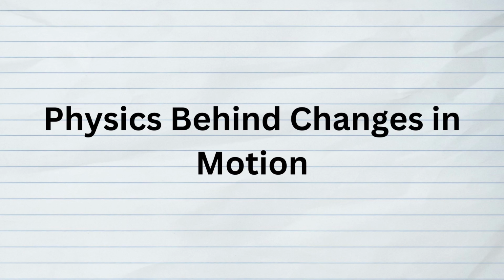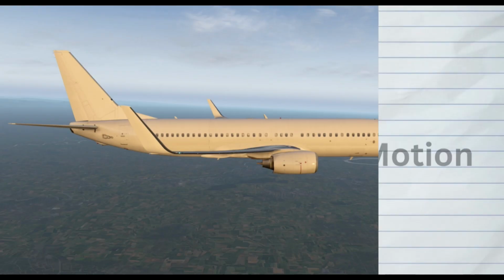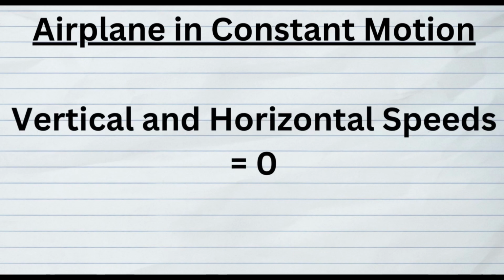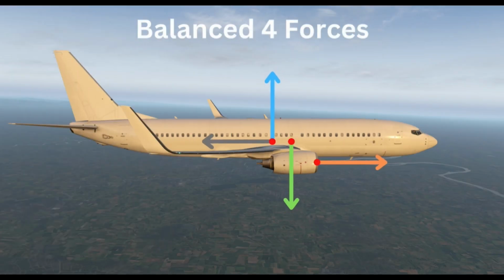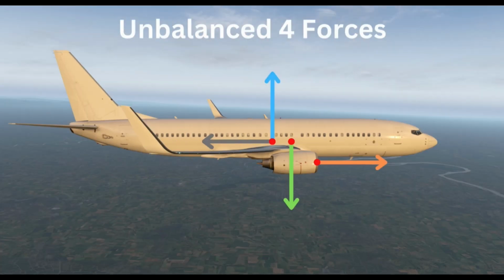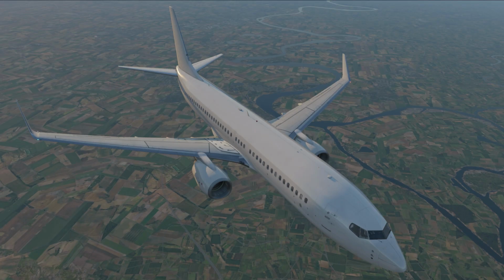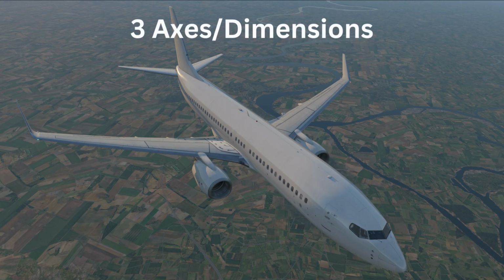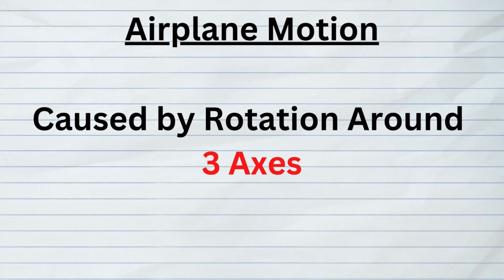We can now look into the characteristics of an aircraft's motion, as well as the physics behind various changes in such movements. Ideally, an airplane is in constant motion if both the vertical and horizontal accelerations are equal to 0, which means the four forces are balanced and cancelling each other out. An imbalance in such forces is what leads to changes in altitude, speed, direction, and motion, as implied by Newton's first law of motion. An aircraft can change its attitude in 3 dimensions or axes, which all use the center of gravity as their origin. The motion of an airplane is caused by the amount of rotation around these 3 components.